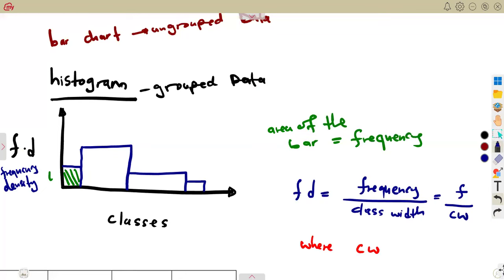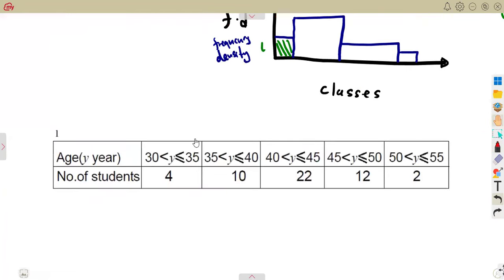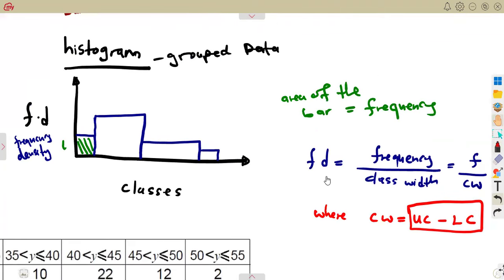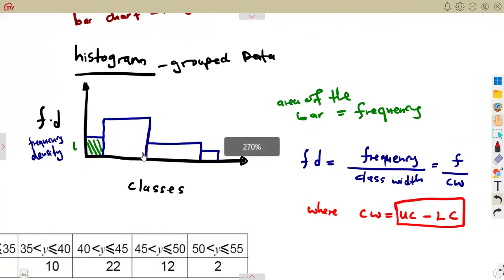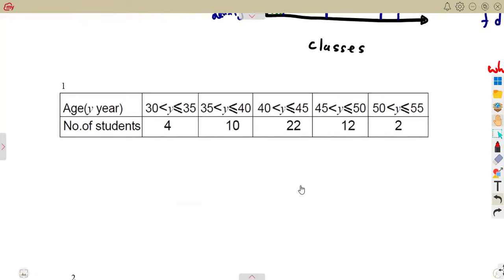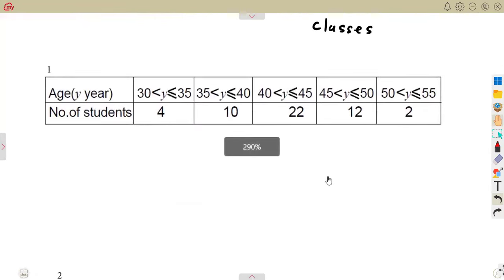Okay, so where is the class width taken from? The upper class minus the lower class. Remember, that was the difference between the upper class and the lower class. Given a class like this, upper minus lower gives you the class width. So with this, after determining your frequency density, you can draw your histogram. That's it. So let's say we are given this information and we want to present it on a histogram. What is it that we are going to do? We are simply going to make adjustments, and on those adjustments, it is the frequency density that we need.